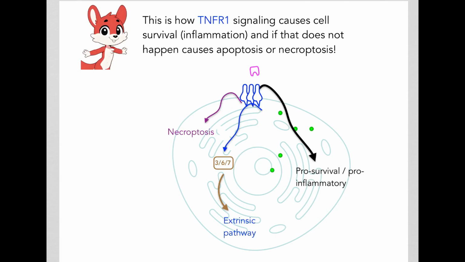So to summarize, this is how this very complex but important TNFR1 signaling causes either the cell to survive with inflammation, or causes the cell to die by the extrinsic pathway, or leads to cell death by necroptosis. Important difference is this doesn't have inflammation. This you have inflammation. Necroptosis, you have inflammation.